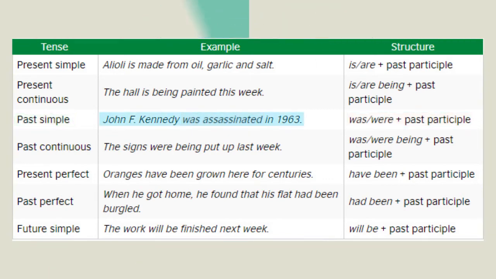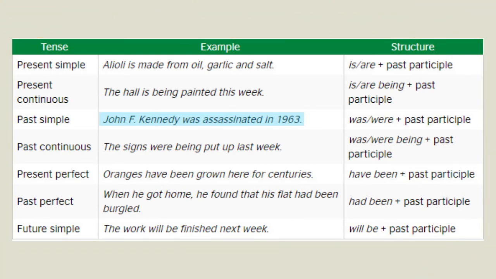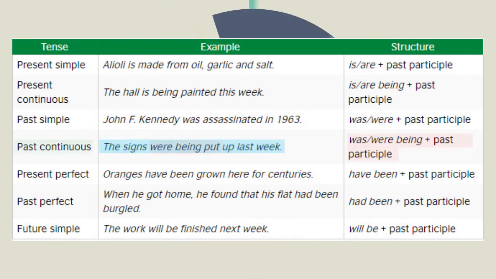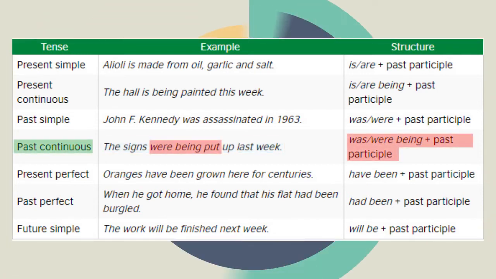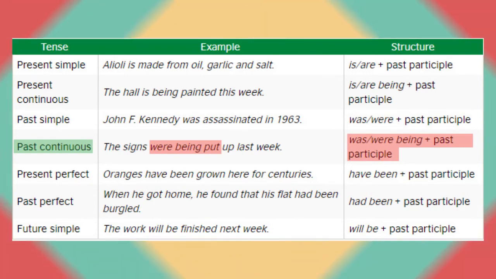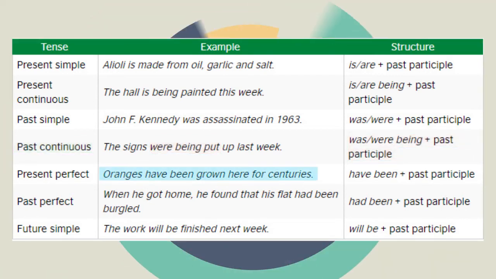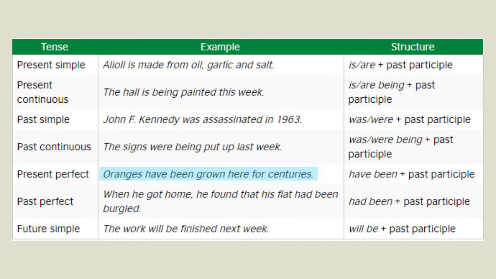If you notice in this sentence, we are not stating who assassinated John F. Kennedy. We're just emphasizing the fact that he was in fact assassinated in 1963. In this next sentence, the signs were being put up last week. We have a sentence in past continuous where we have the main verb of the sentence in past participle. The next one is an example of a sentence in present perfect. Oranges have been grown here for centuries.